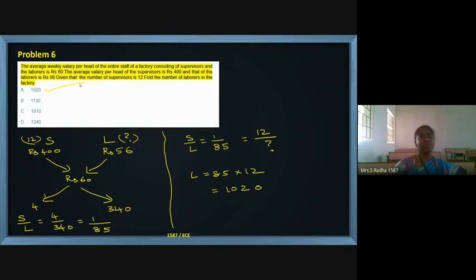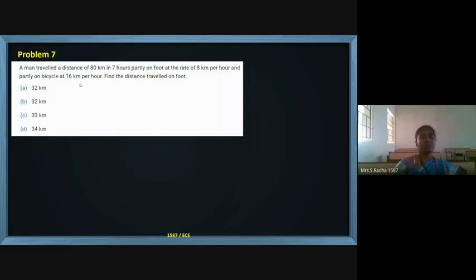Now I am going to the next problem. A man traveled a distance of 80 kilometers in 7 hours, partly on foot at a rate of 8 kilometers per hour and partly on bicycle at 16 kilometers per hour. He has traveled a total distance of 80 kilometers in 7 hours, partly on foot, and after that using bicycle.